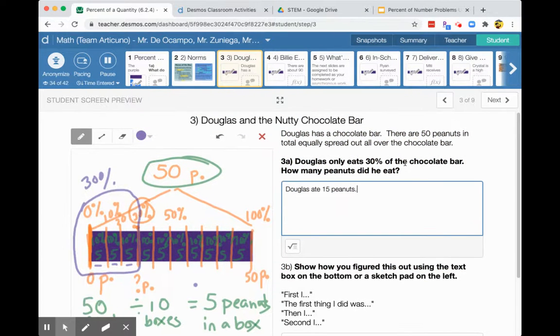Okay. But before we end this talk on number 3, why did we do all of this work? Okay. Why did we do all of this work? We did all of this work because 30% wasn't easy to find. And knowing the 10%, like we needed help. We needed to get these 5s. Getting these 5s helped us figure out the 30%. Okay, 10% is 5 peanuts. And if we know that 10% is 5 peanuts, then we can figure out 20%. By the way, how many peanuts is 20%?